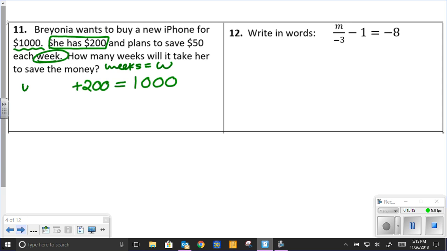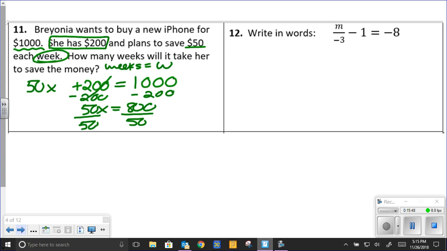I'm sorry, wait. I don't want it there. Sorry. We're going to take $50 a week, which means we're doing 50 times each week. So 50 per week or each week. So this is 50x. So when I solve this equation, I'm going to know how many weeks it's going to take her to do this. I'm going to minus 200 from both sides. So now I have 50x is equal to 800. I'm going to divide both sides by 50. And then I get x is equal to 16.